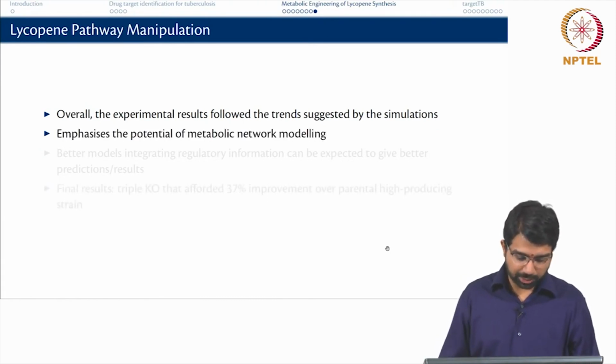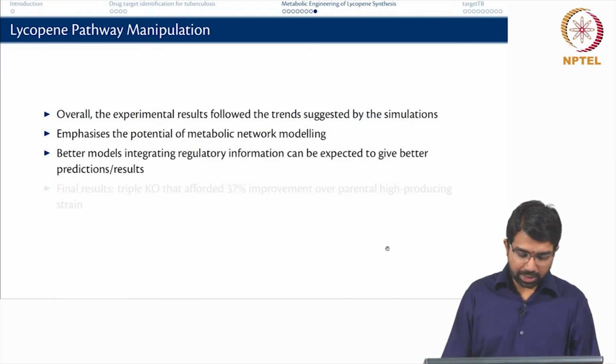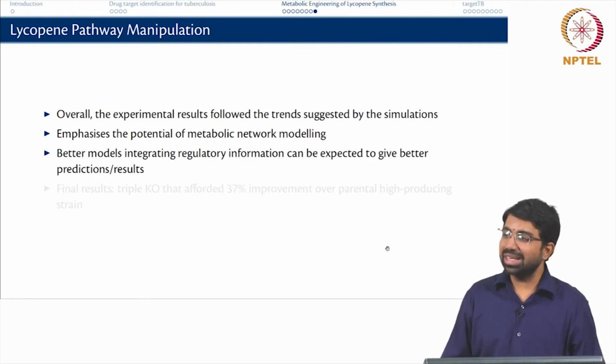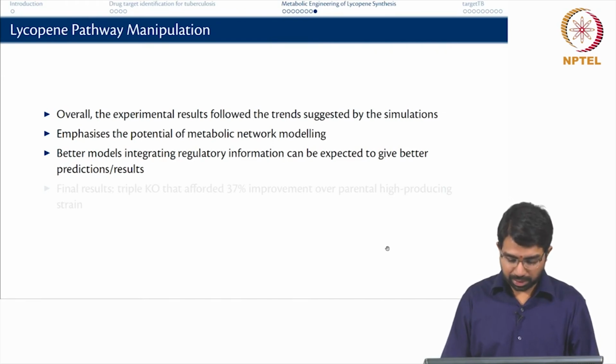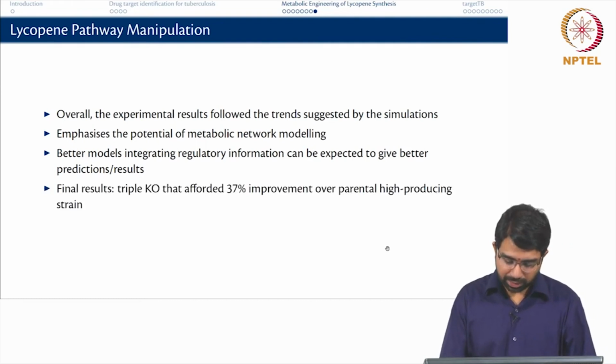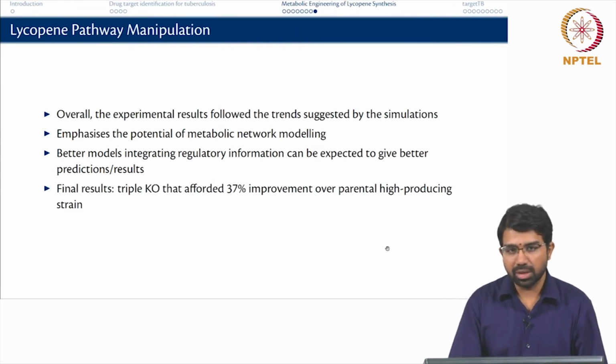And this of course emphasizes the potential of metabolic modeling, and you can anticipate better results if you integrate more regulatory information and so on. Without using any regulatory logic, we have been able to get such a reasonable prediction. So, the final result was a triple knockout that afforded 37% improvement over the parental overproducing engineered strain.